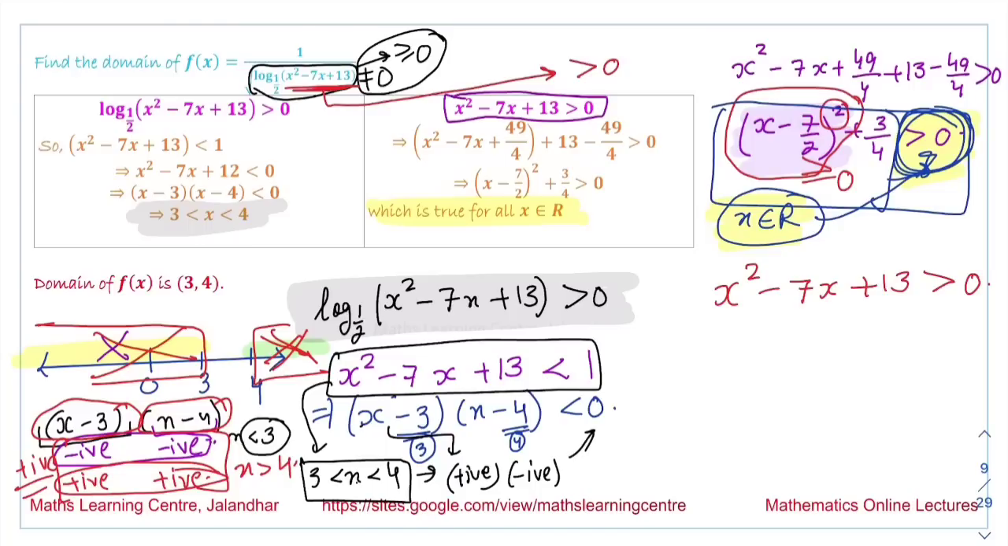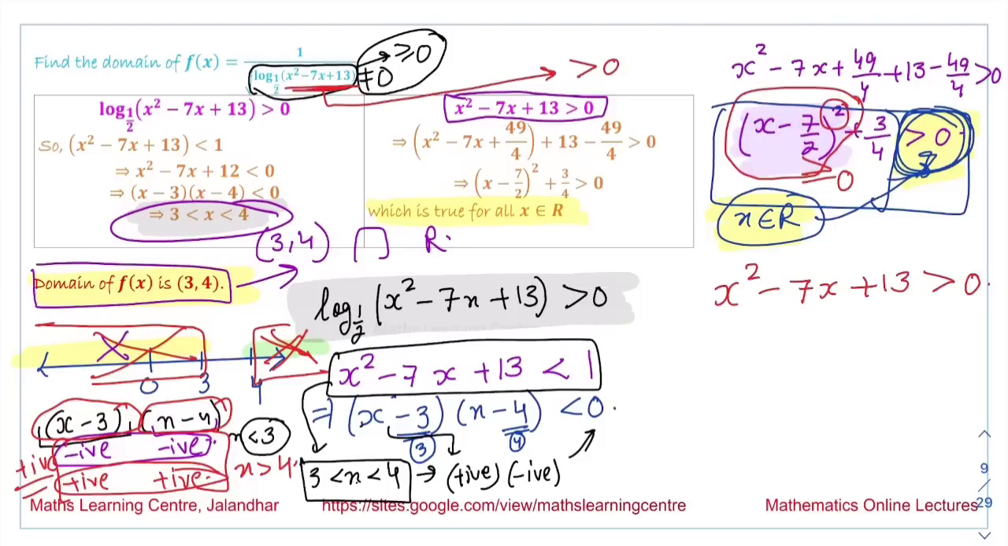So the domain of this function will be the intersection of these two sets, that is the interval (3, 4) and R. The intersection of these two is the interval (3, 4). So this is our answer: the domain of f(x) is the open interval (3, 4).